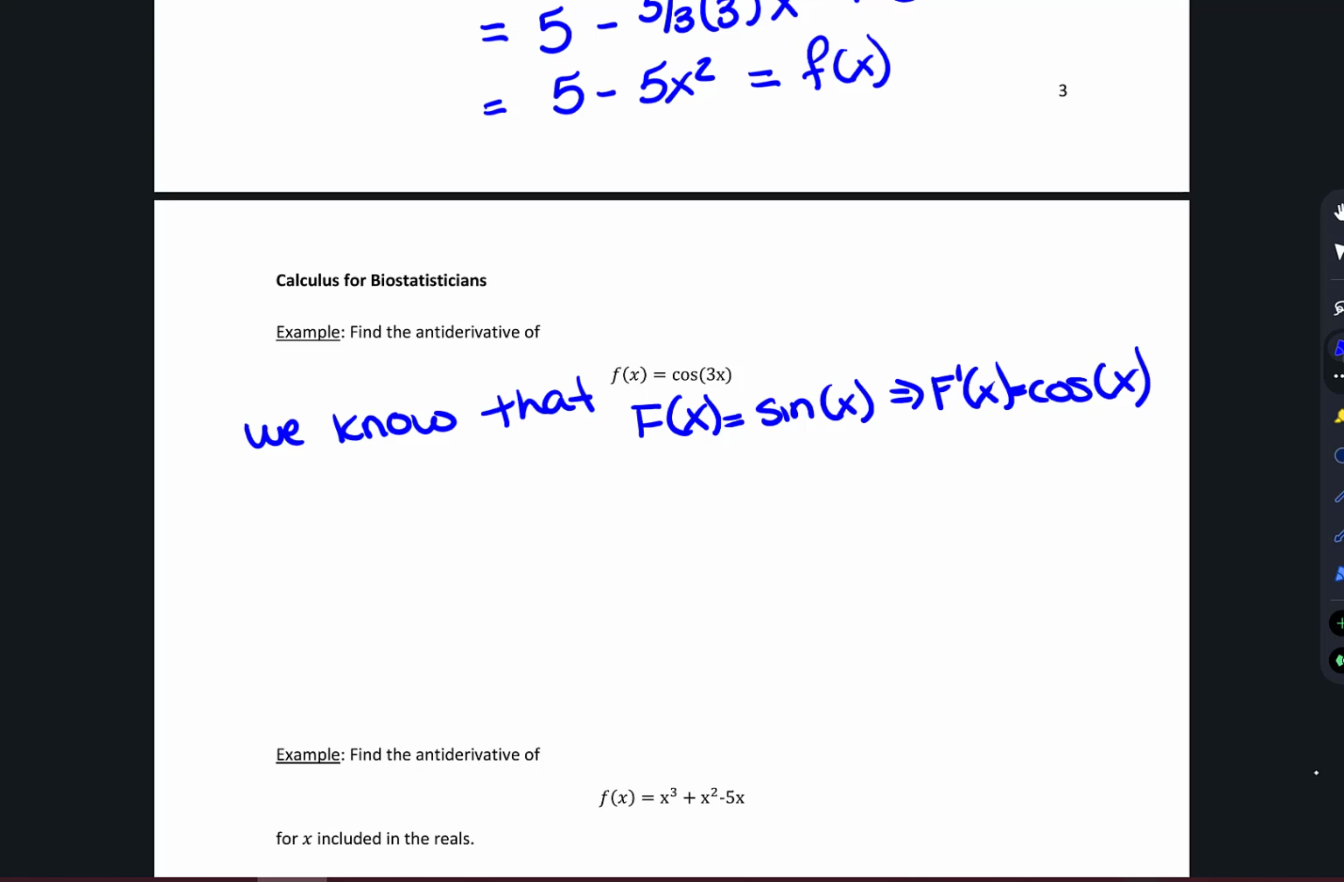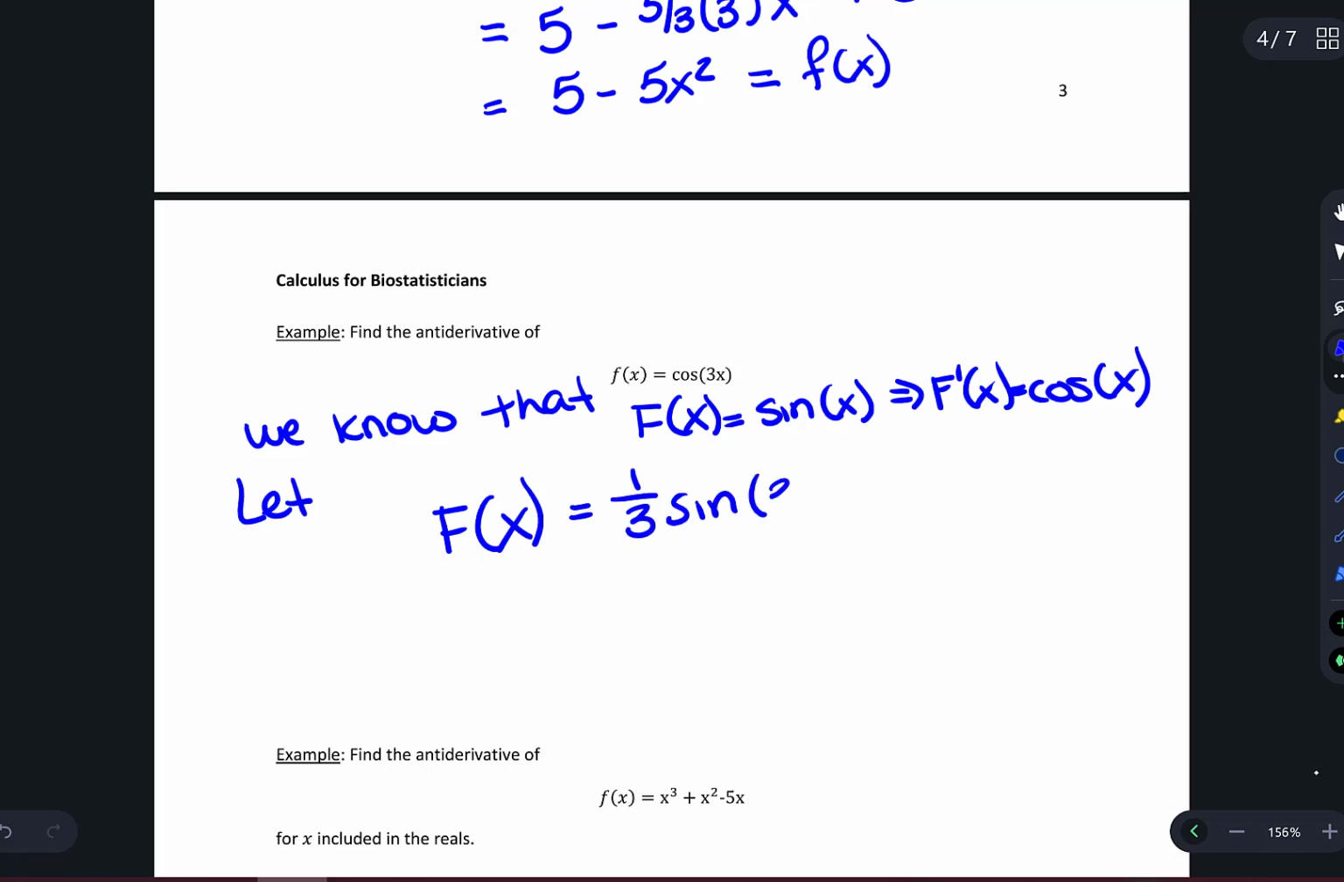Here we have one whose derivative is the cosine of x. So we can think of what we know about the chain rule with our trigonometric functions. So let's let capital F of x be equal to 1/3 sine of 3x. And now let's check and see what we get.